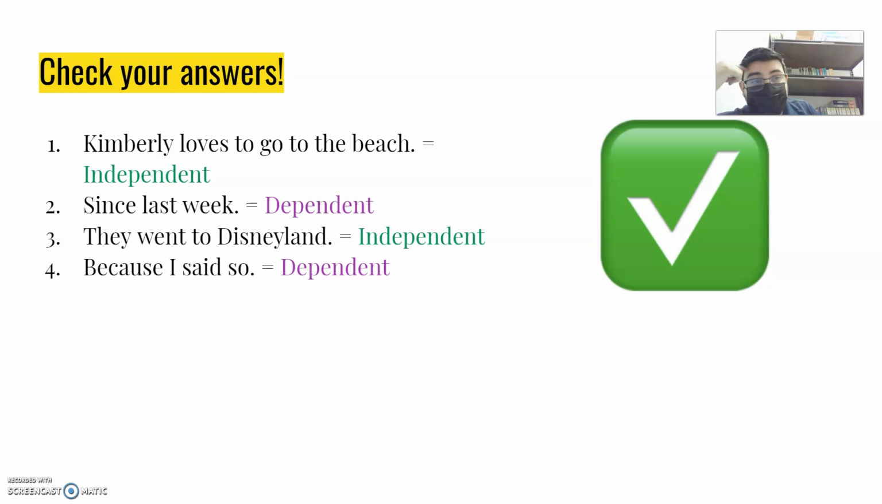Because I said so is a little tricky because you'll hear it a lot. Like, oh, why do I have to do this? Because I said so. It's not a complete thought. If you took just "because I said so," it'd be like, what are you talking about? That doesn't make sense. Because so what? Because you said so. What did you even say?